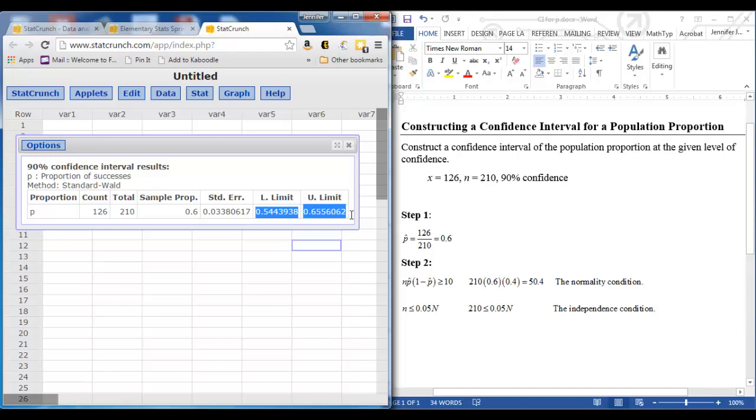When you enter this into MyStatLab, it will simply ask you for the lower limit and the upper limit, or it will ask you to enter the limits, in which case you would enter both of them separated by a comma.